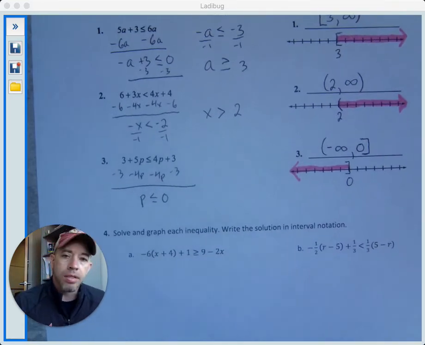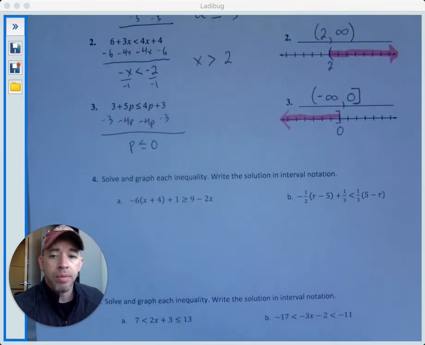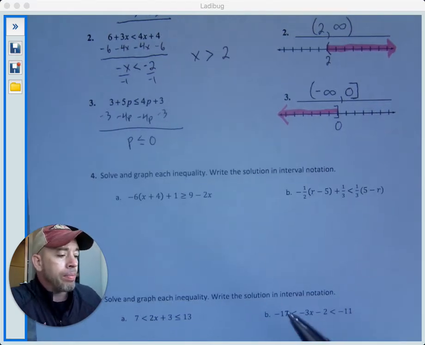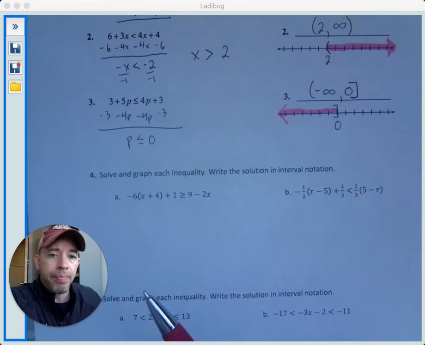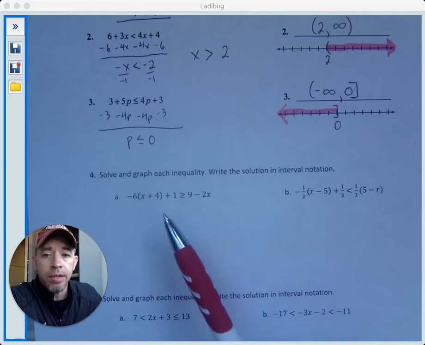Alright, so let's look at some that are a little more complicated. We're asked to solve and graph both of these. I didn't provide a number line, so we'll make our own. These are a little more complicated, a little more operations to do, but we'll just take it a step at a time. We still don't have any variables squared or anything, so this is what we call a linear inequality.